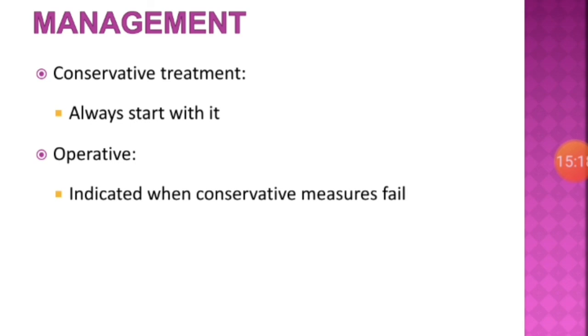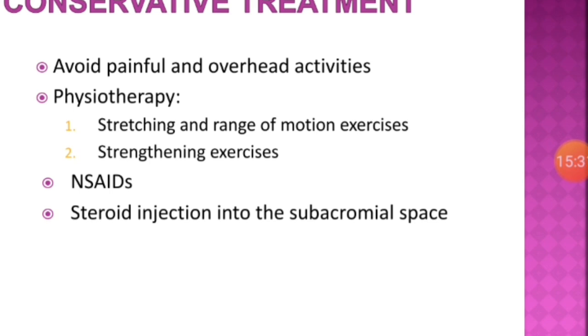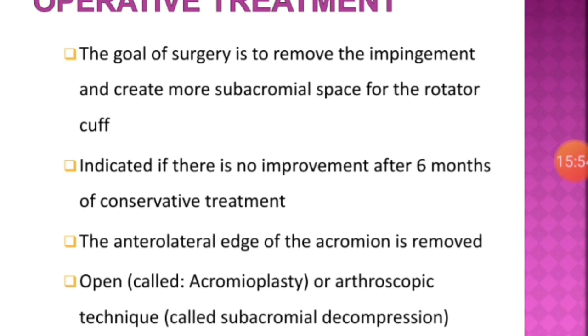The management mainly consists of conservative management. We always need to start with conservative management. If the conservative management fails, then surgery can be indicated. Conservative management includes activity modification, that is, avoid painful and overhead activities. Very important is the physiotherapy management, which mainly consists of stretching and range of motion exercises and strengthening exercises of the shoulder. The patient may be given NSAIDs, steroid injection into the subacromial space.